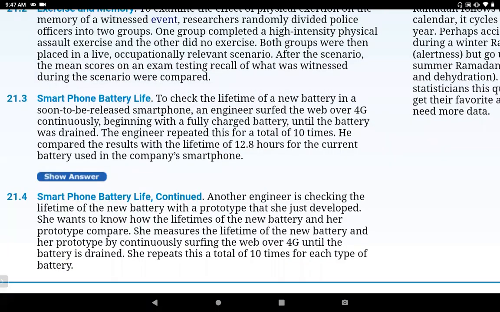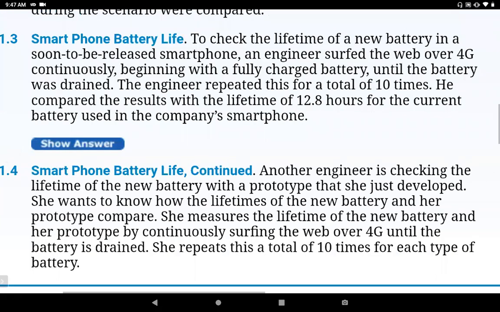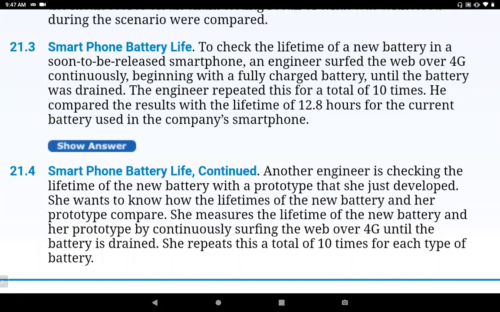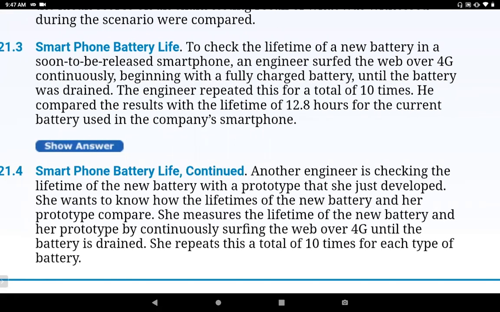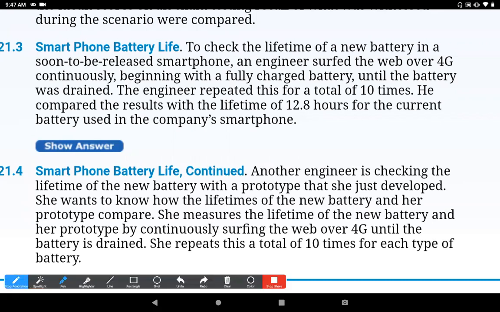Number 4 reads, too big. Smartphone battery life continued. Another engineer is checking the lifetime of the new battery with a prototype that she just developed. She wants to know how the lifetimes of the new batteries and her prototype compare. She measures the lifetime of the new battery and her prototype by continuously surfing the web over 4G until the battery is drained. She repeats this a total of n equals 10 times for each type of battery.